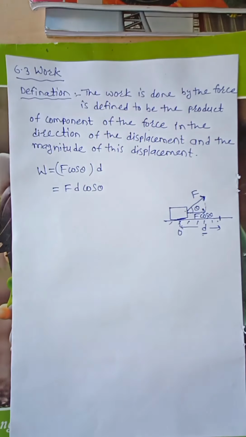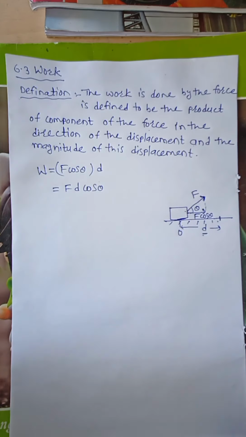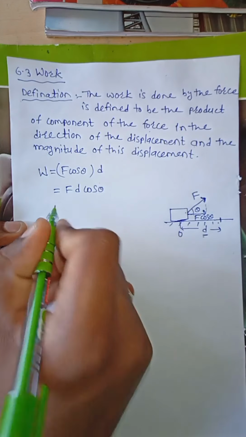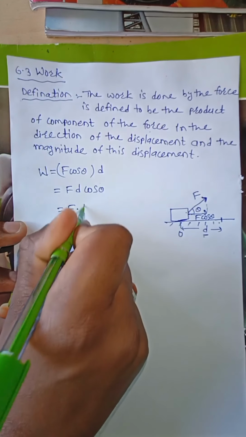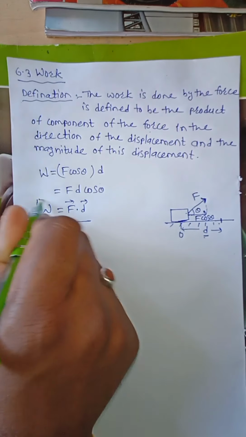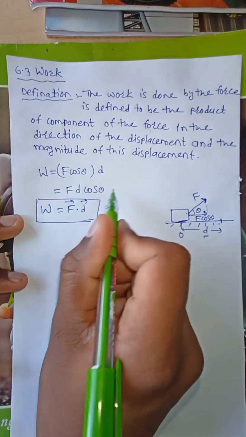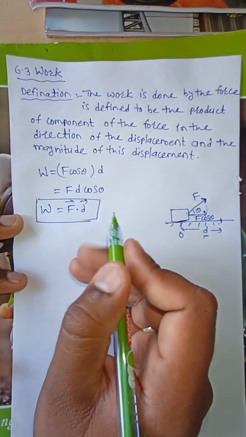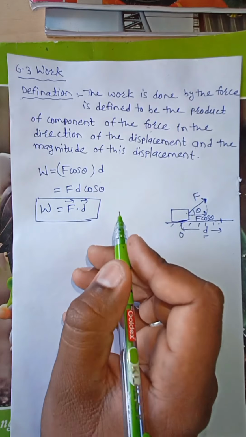Then we have already seen that in a dot product, a dot b is equal to ab cos theta. Therefore I can write this as f dot d. Therefore work done is equal to f d cos theta, or work done is equal to f dot d. This is about the work done.